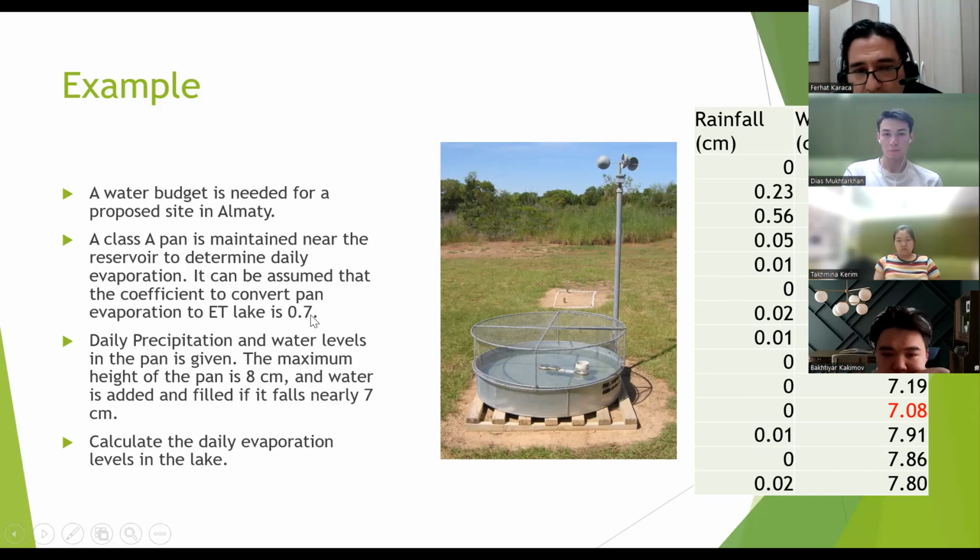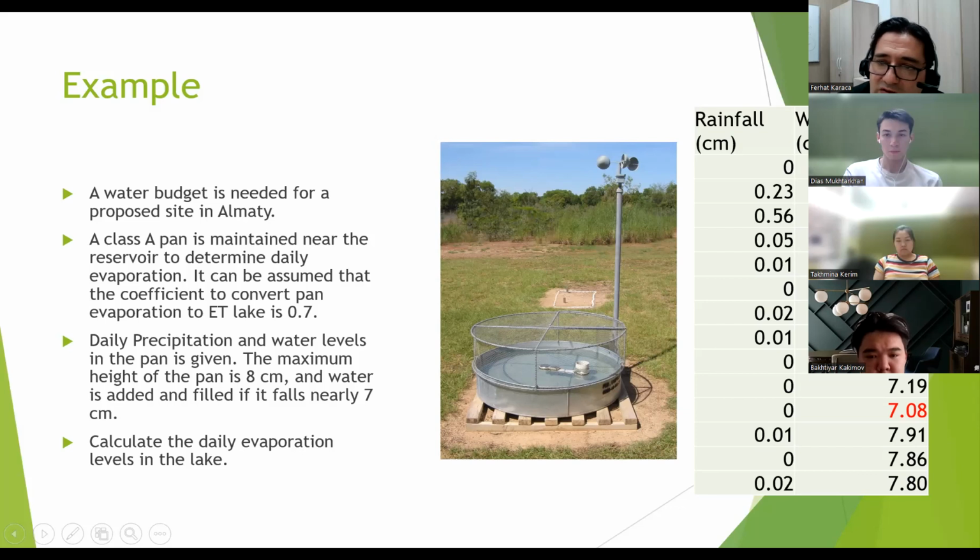Okay, this is the correction factor to find the value in the lake by using a point measurement system. Daily precipitation and water levels are given on the right side, and this equipment is used to make those measurements. Here it says that the maximum height of the pan is 8 centimeters. It means the water level is 8 centimeters maximum, but if it drops to 7 centimeters, then engineers add water and fill it up to 8.